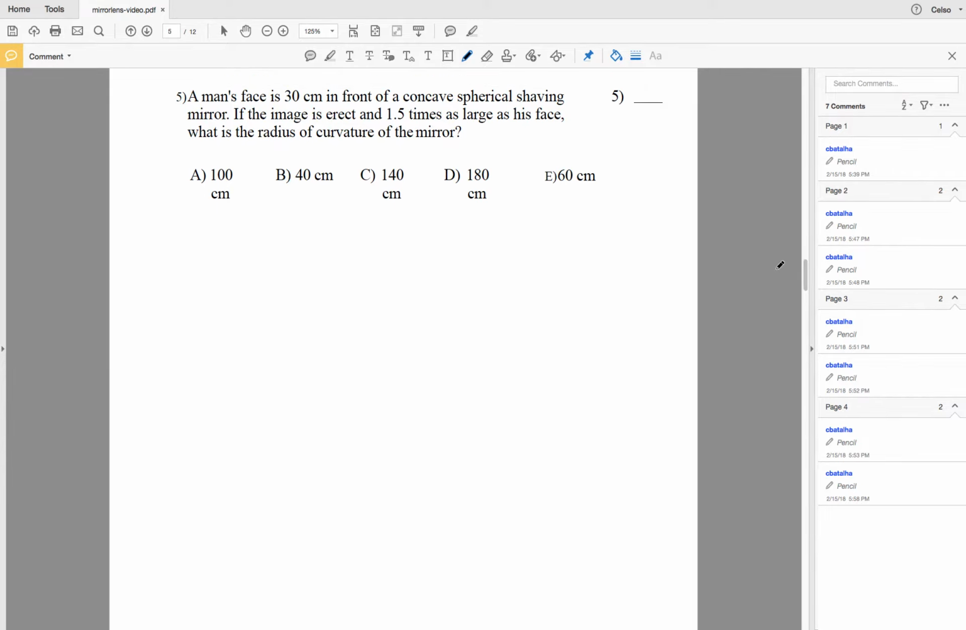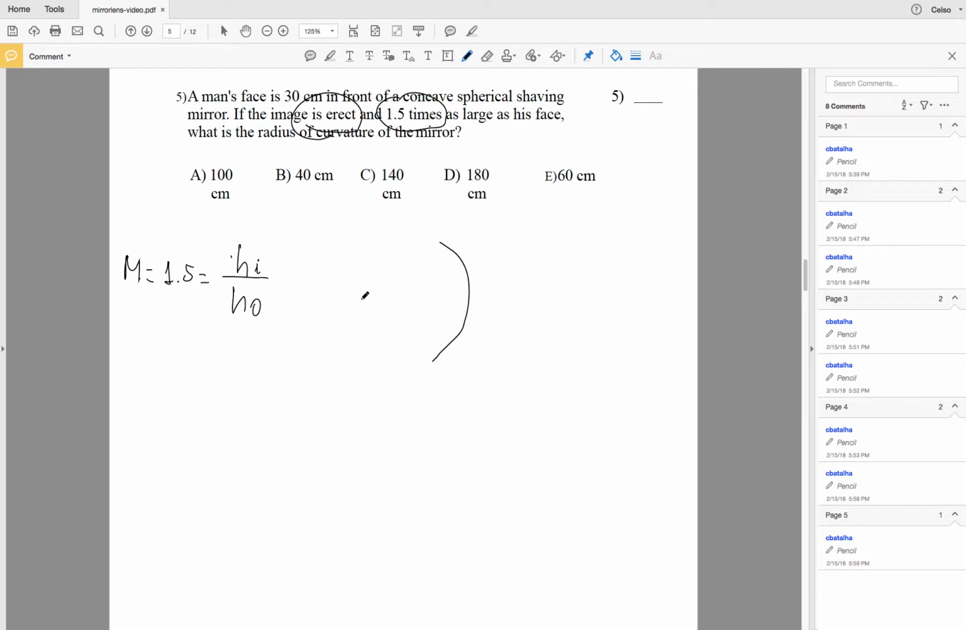Now, what is this? A man's face is 30 centimeters in front of a concave spherical shaving mirror. So that's the concave mirror, and the image is erect and 1.5 times as large as its face. So we have a magnification that is 1.5 times, equal to the height of the image divided by the height of the object.